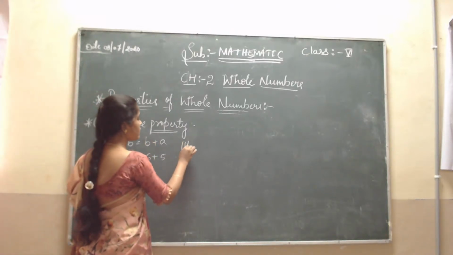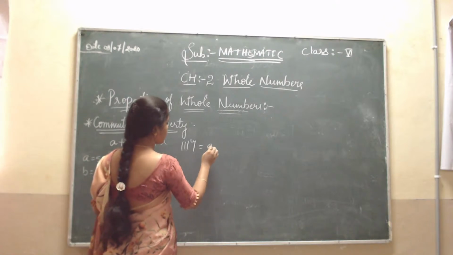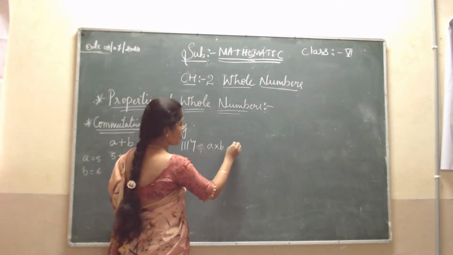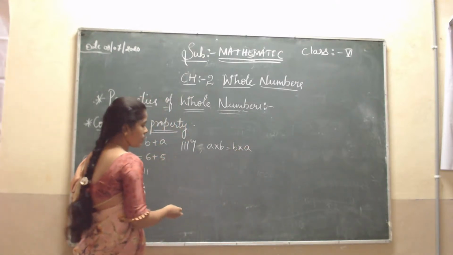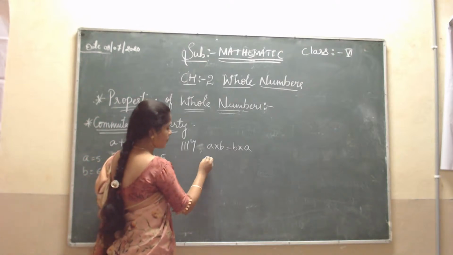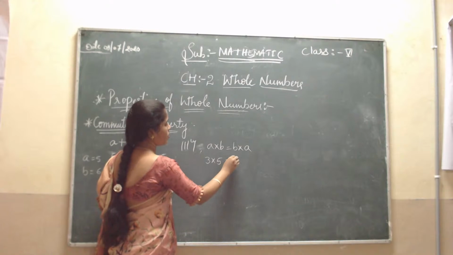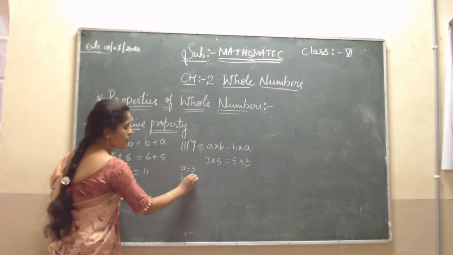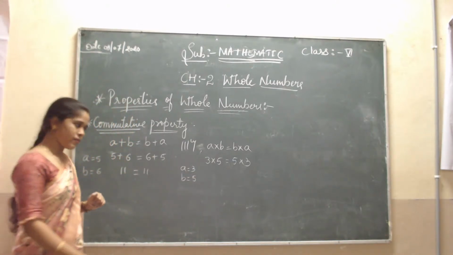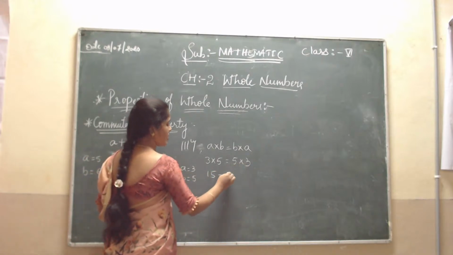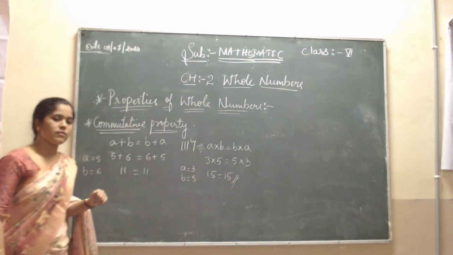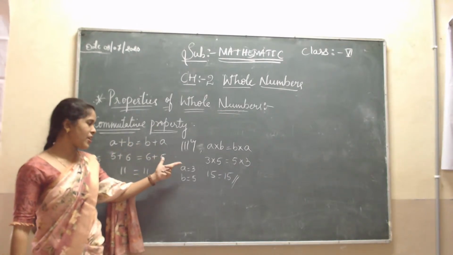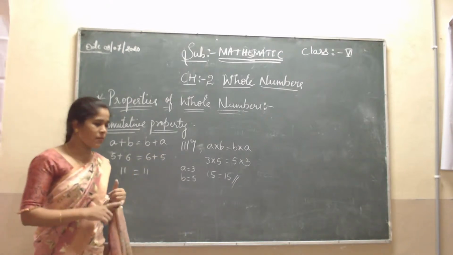Similarly, in multiplication, a into b equals b into a. Take one example, 3 into 5 equals 5 into 3. 3 fives are 15, where a is 3 and b is 5, equal to 5 threes are 15. This is also equal. So in the commutative property, addition and multiplication are satisfied.